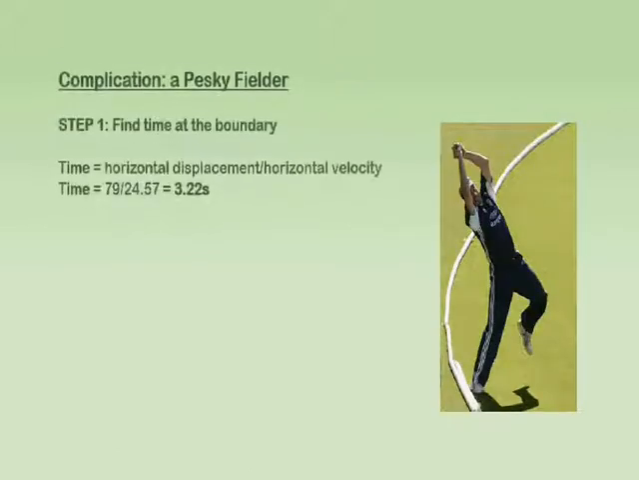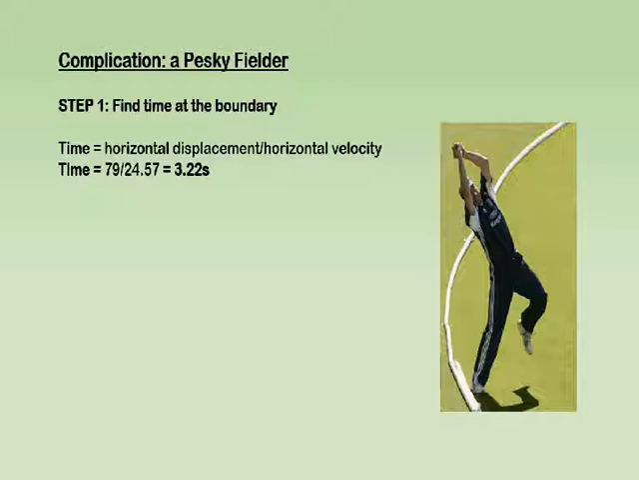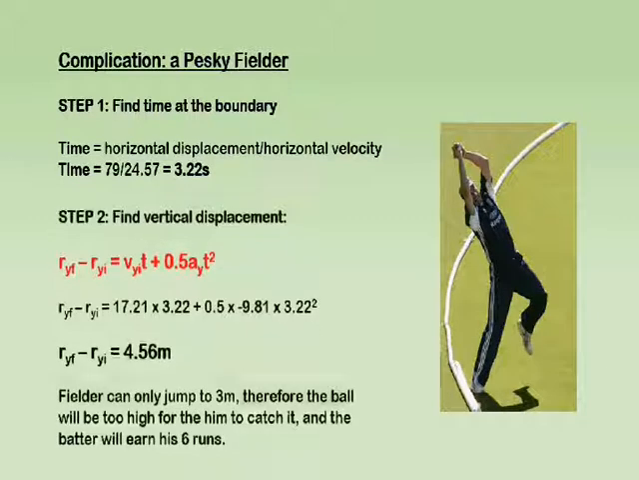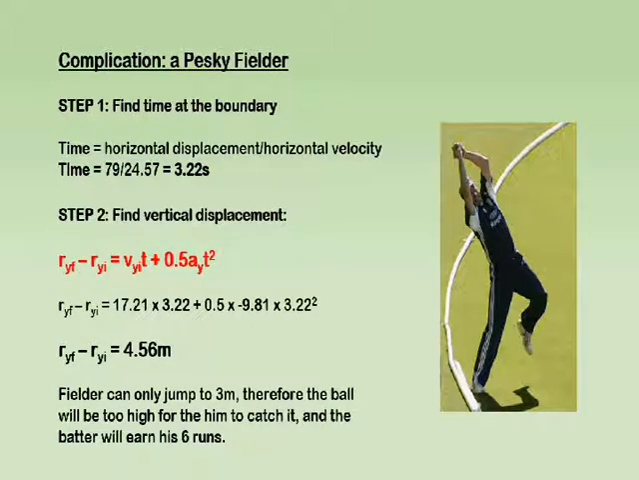Let's put a fielder right on the boundary who can reach up to 3 meters in the air when jumping. Can he catch the ball before it crosses the boundary? The time that the ball reaches the fielder's horizontal position can be calculated as 3.22 seconds. To find the height of the ball at this time, we can use the following equation. The calculations confirm that the ball will be 4.56 meters high at this point, so the fielder will not be able to catch it and the batter will still score his runs.